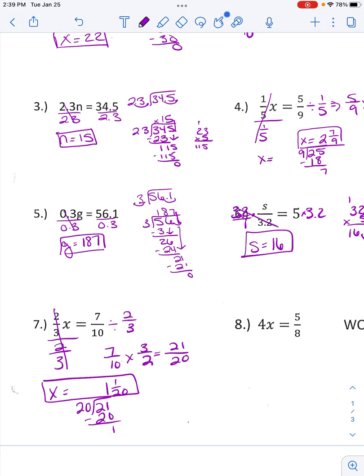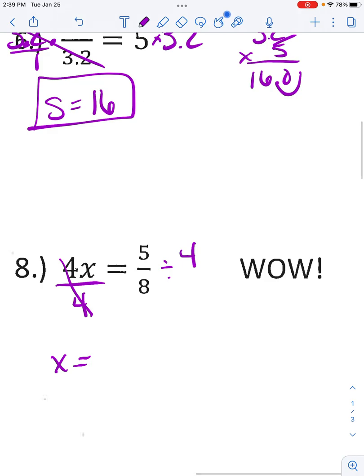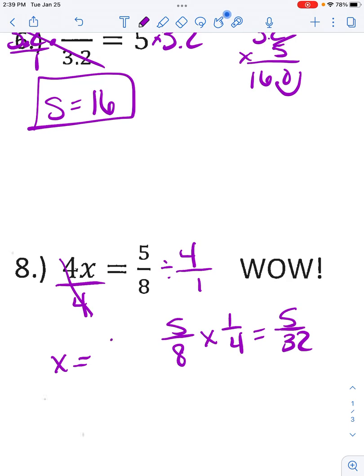Number 8. A number next to a letter says multiplication. The inverse of multiplying is dividing by 4. Okay, when you have a fraction and a whole number, remember that whole number goes over 1. And then we do not divide fractions. We keep it, switch it, flip it. To get 5/32.